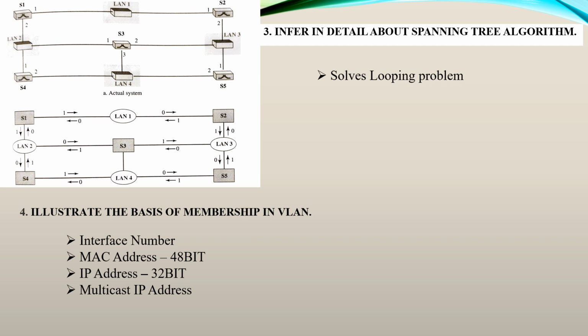Same as the IP address, it is 32-bit. The IP address is easy to locate, from which IP address the data is sent and received can be located. And multicast IP address is nothing but when you connect n number of LANs across WANs, then you have a multicast IP address to ensure that from one particular WAN this many LANs are connected. So for that you need a multicast IP address. So these are the four bases of membership in VLAN.